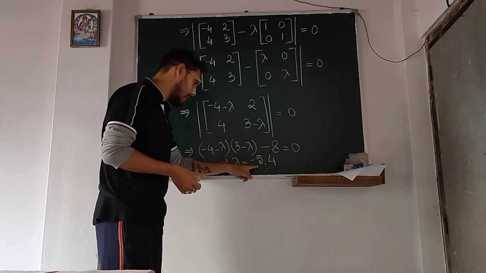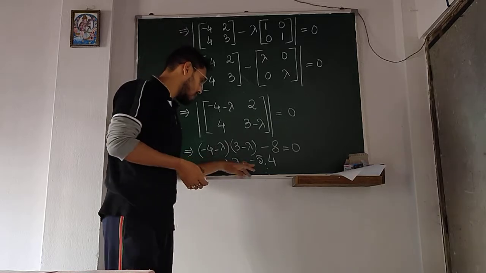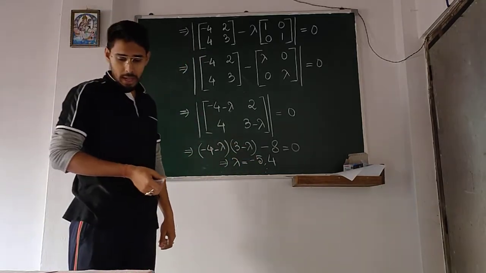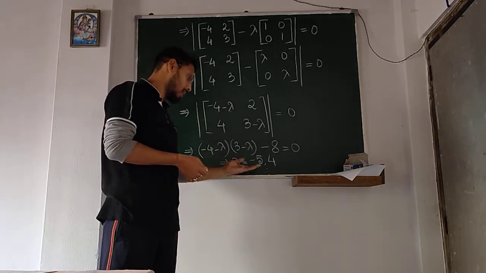So this is the eigenvalue. There are two eigenvalues because this is a 2 cross 2 matrix. One is minus 5, one is 4. So these are the two eigenvalues. Now we are going to find out the eigenvectors of those eigenvalues.